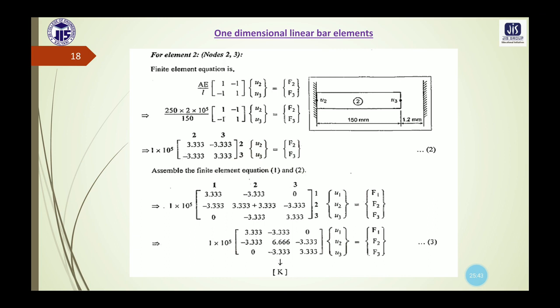Now if we assemble these finite element equations 1 and 2, then we are getting equation number 3, where the 3 by 3 matrix is the stiffness matrix K.